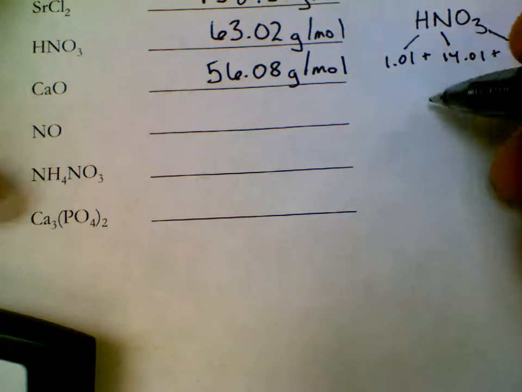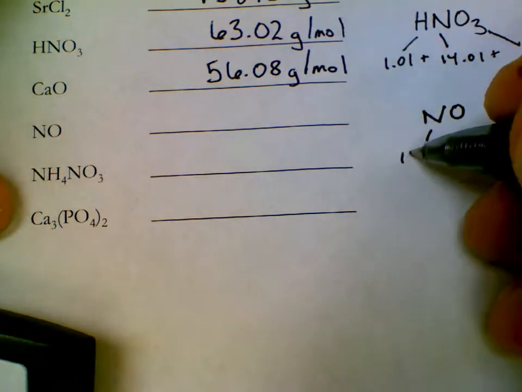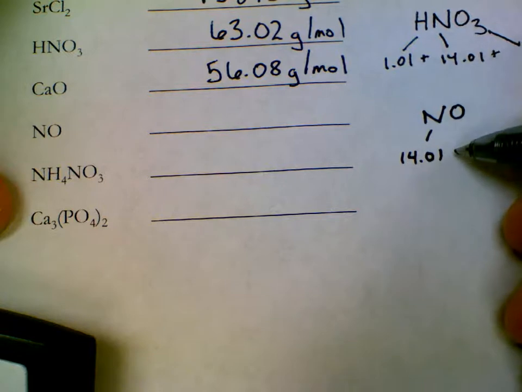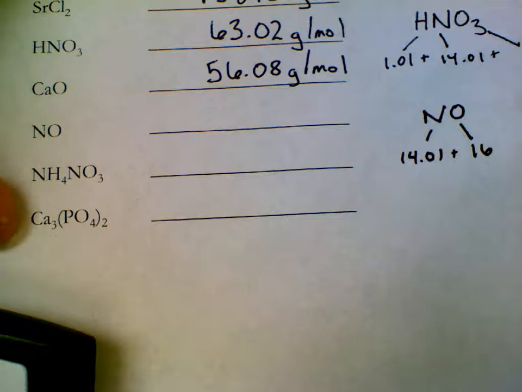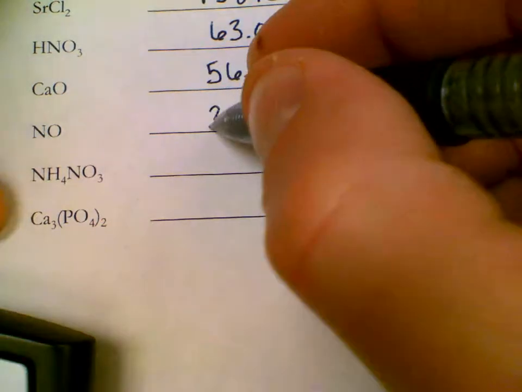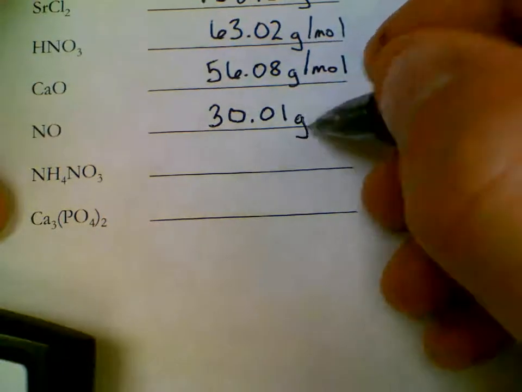Nitrogen monoxide. Nitrogen weighs 14.01. And oxygen weighs 16.00, which gives me 30.01 grams per mole.